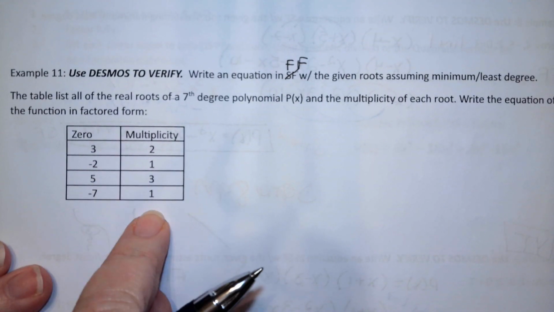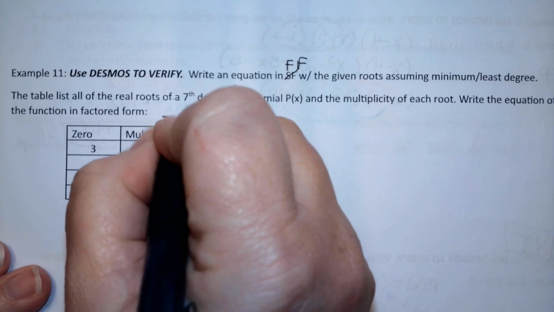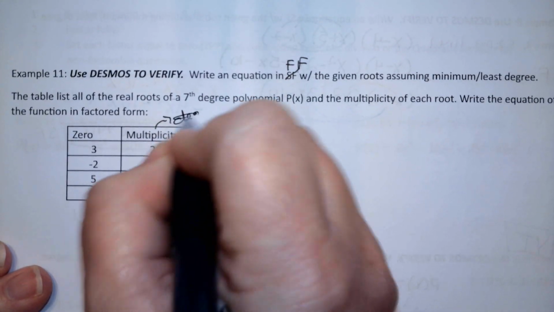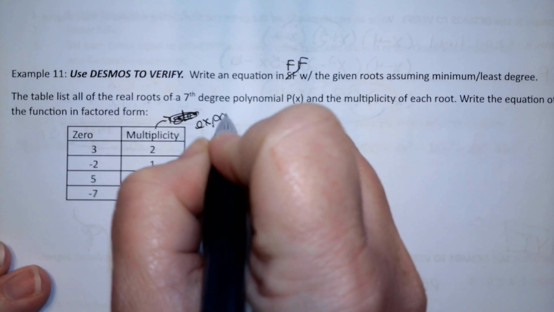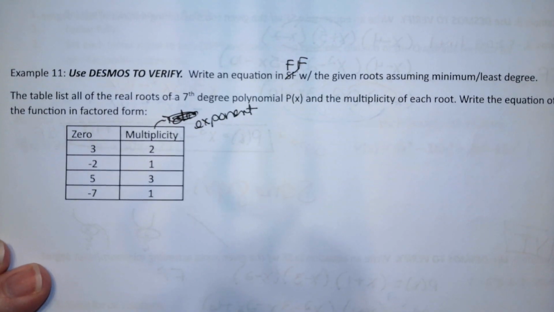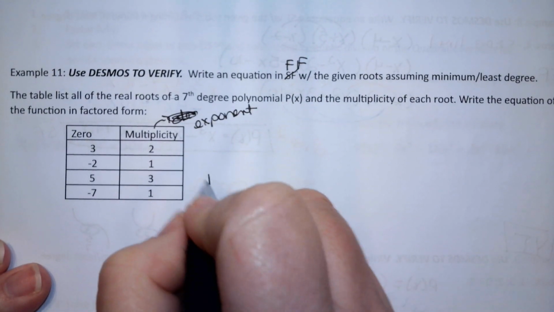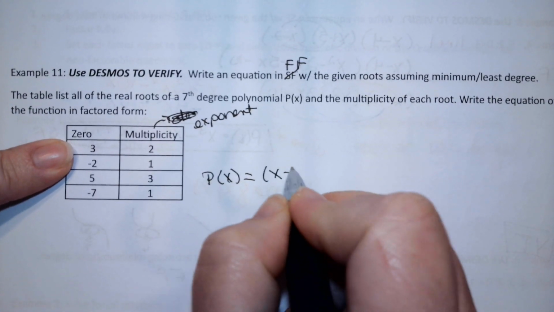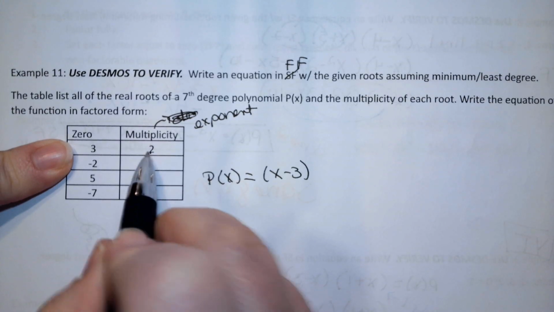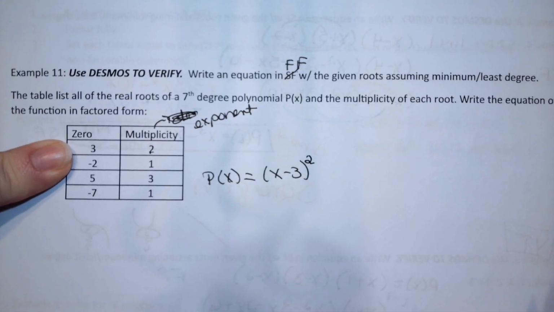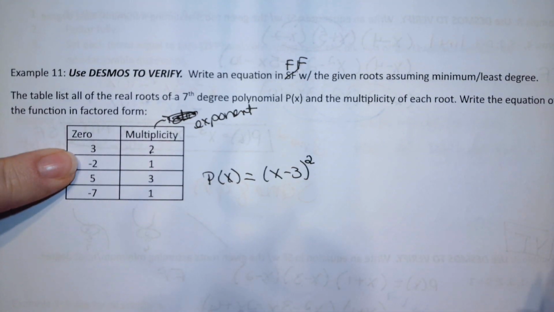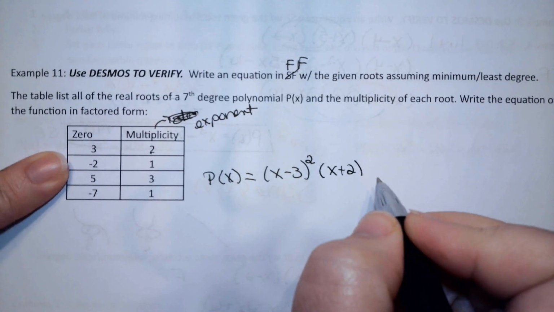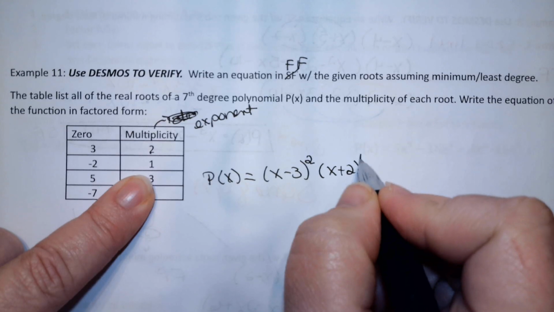Alright, so let's look at this right here. Remember, multiplicity is simply telling you how many times that's being used. So that's, oops, not degree, that's giving us the exponent to write for the binomial factor. So right here we would have P of X equals, alright, we got a 0, 3, so x minus 3, but it's used twice, so the exponent would be 2. Alright, we got a negative 2, so that's going to be x plus 2. We have a multiplicity of 1, so that's only used once.